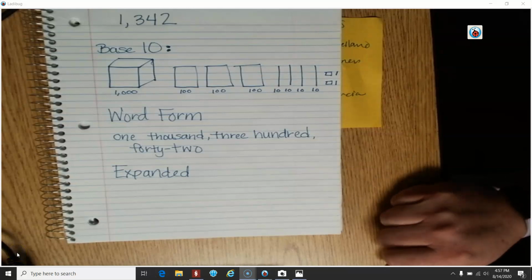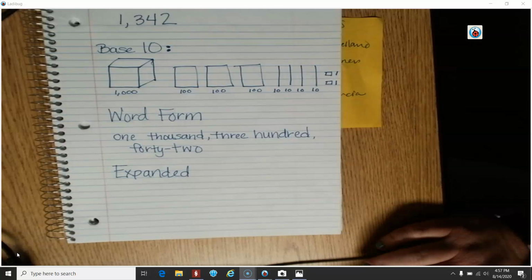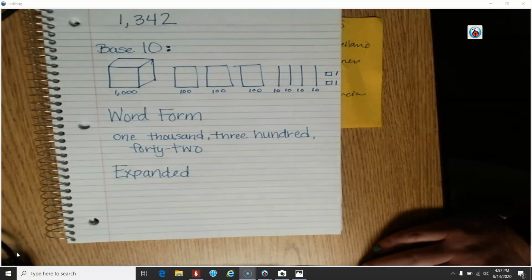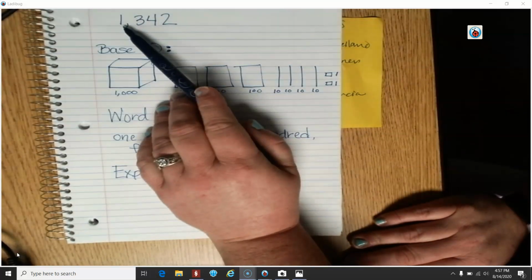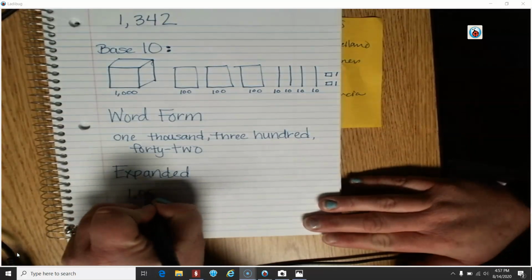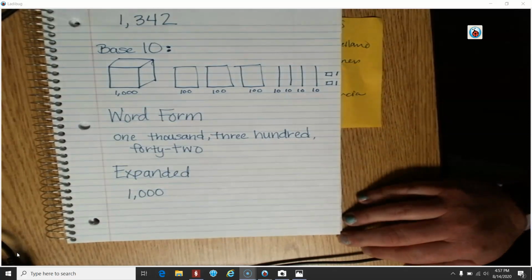Okay, so now I'm going to show this same number in expanded form. And if you remember, all expanded form is separating the place values and adding them together. So I'm going to take my 1,000, which I have 1,000. Okay, so I'm going to pull that 1,000 out.